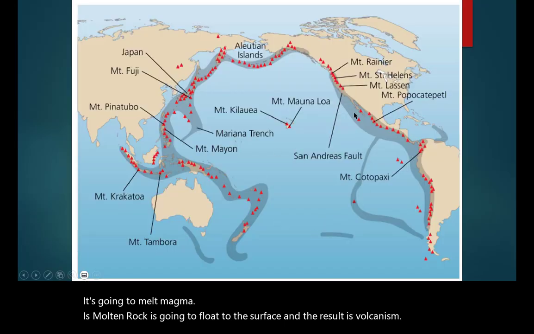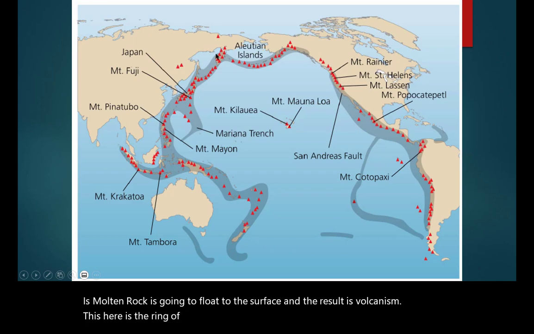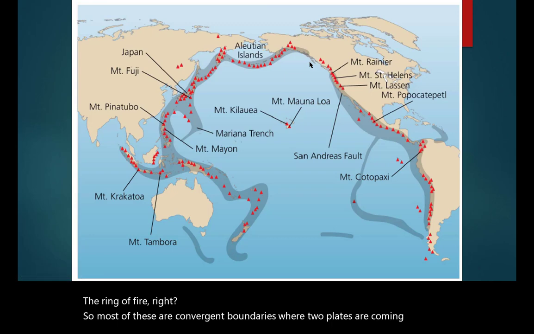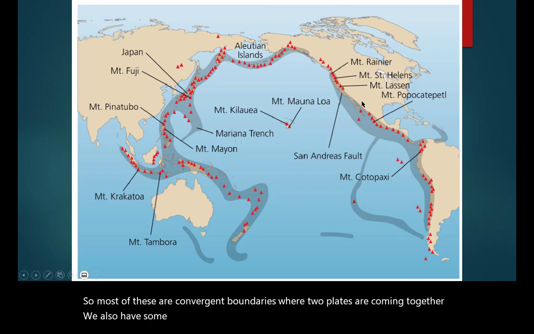This here is the ring of fire. The ring of fire, right? So most of these are convergent boundaries where two plates are coming together. We also have some strike slip. The San Andreas Fault is obviously right through here.